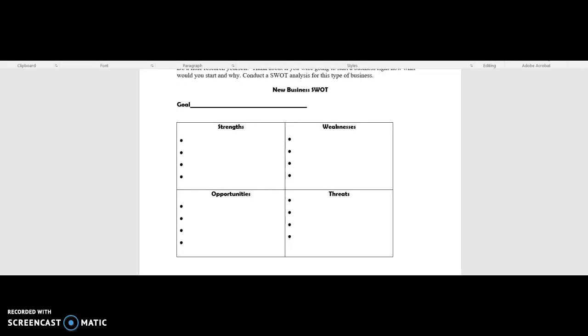Now, that is really important: once you find your business, we are going to keep using that idea throughout the rest of the quarter here.